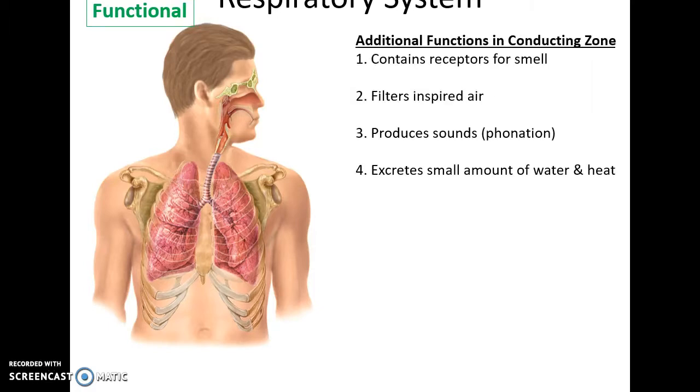Additional functions of the conduction zone include sense of olfaction, receptors for smell, filtering the inspired air, removing particulates from the air, production of sound, phonation, and also excreting small amounts of water and heat to help condition the air.